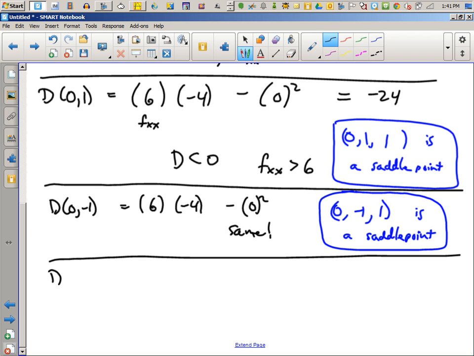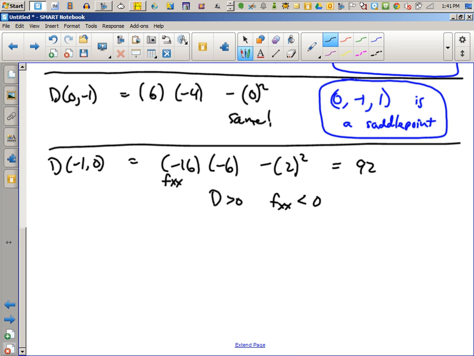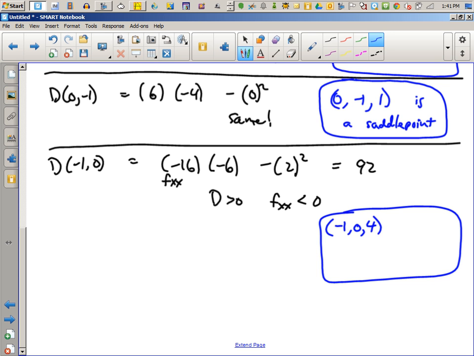Okay, and then the next thing I tried was (negative 1, 0). And I got negative 16 times negative 6 minus 2 squared, which is 92. So D is positive. Look at your fxx though, that's the first thing I wrote, the negative 16. If D is greater than 0, but fxx is negative 16, this shows us that our point is a rel max. This is our first rel max that we found. It's at the point (negative 1, 0), and I plugged it in and I got 4. (Negative 1, 0, 4) is a rel max.